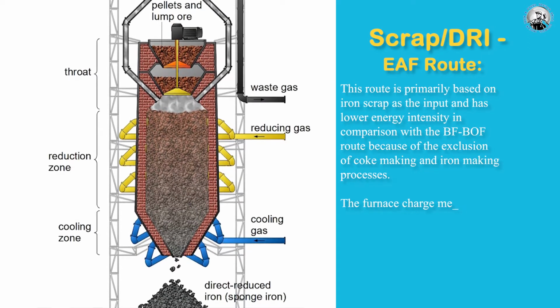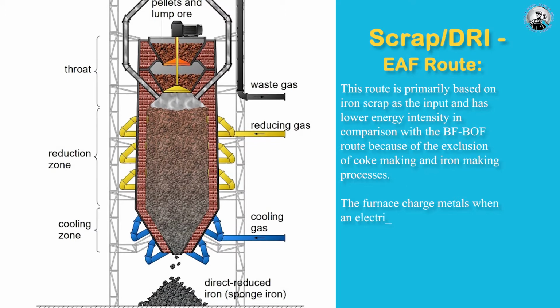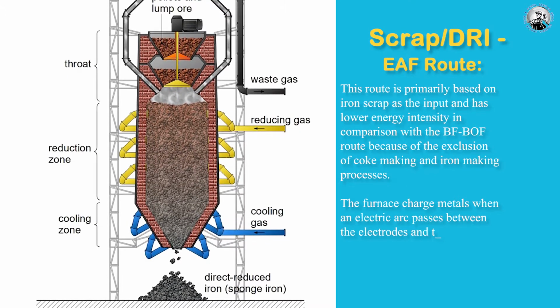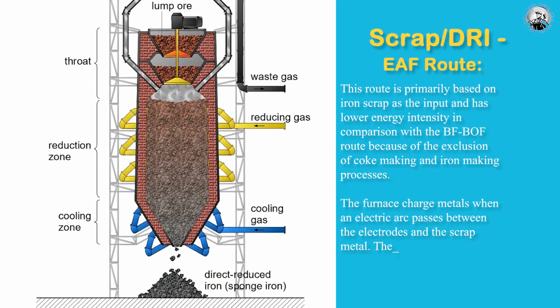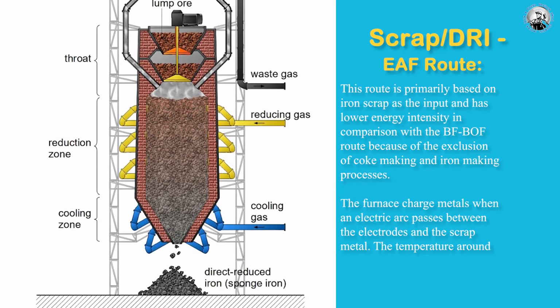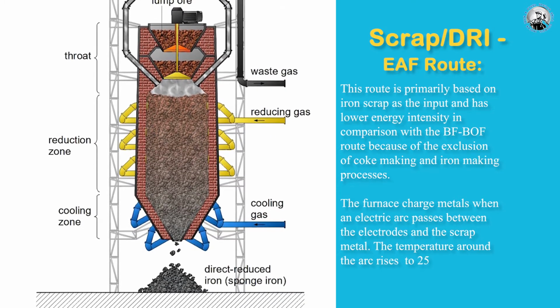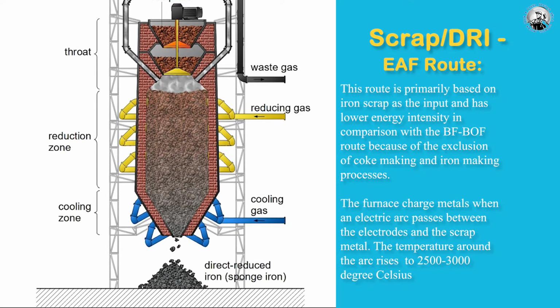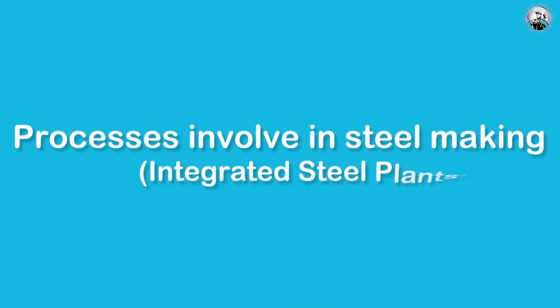The furnace charge melts when an electric arc passes between the electrodes and the scrap metal. The temperature around the arc rises to 2500 to 3000 degrees Celsius. Processes involved in steel making in integrated steel plants.